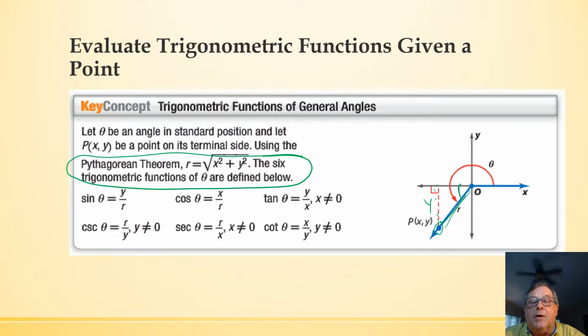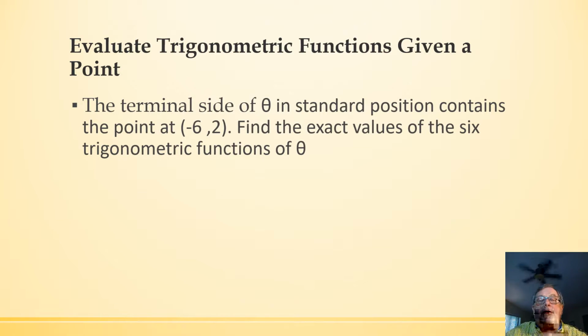And then we got the tangent, with TOA, opposite over the adjacent. It's the y coordinate over the x coordinate. And then our cosecant, secant, and cotangent functions are just the reciprocals of those. So let's move forward and see if we can't tackle ourselves a problem. Here we're told that the terminal side of theta in standard position contains the point (-6, 2). Find the exact values of the 6 trig functions.